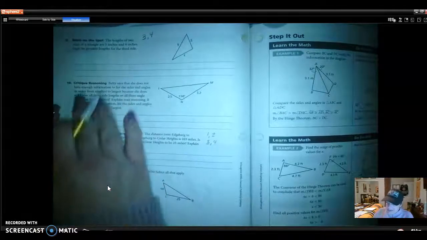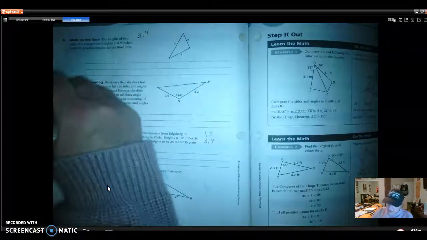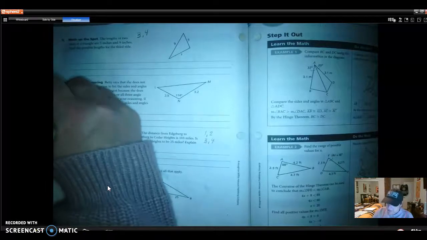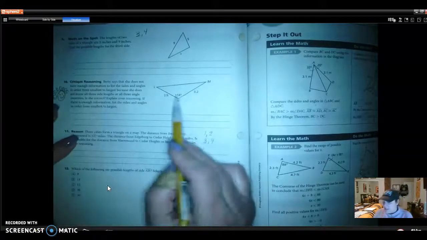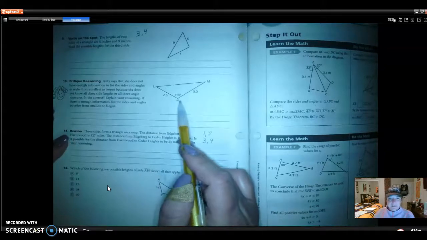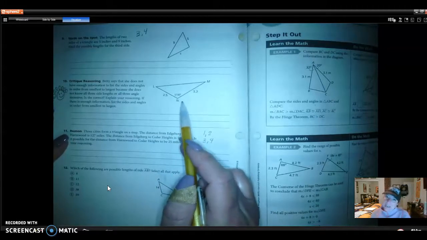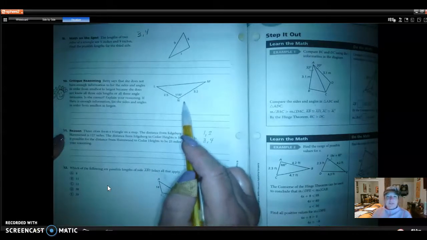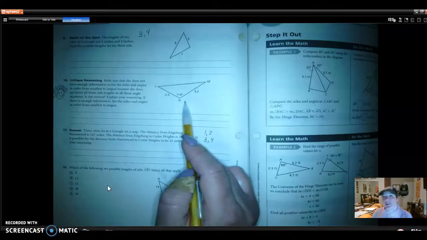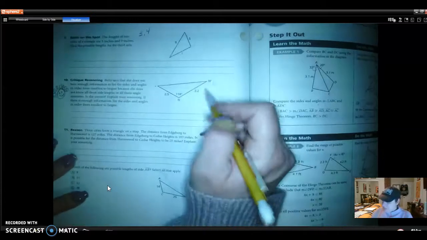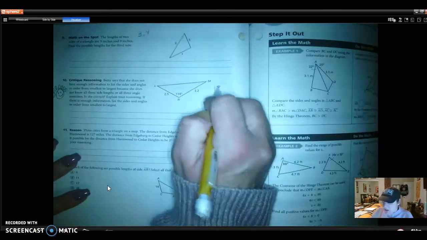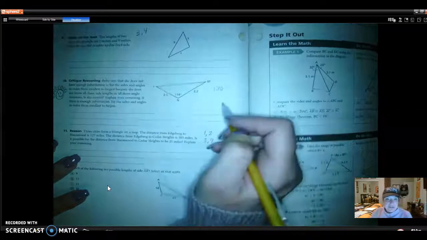So number 10, in a nutshell, we've got Betty, and I like to picture her as Betty White. Okay, so we've got Betty White, and she doesn't think there's enough information, basically, to put the sides and angles in order from smallest to largest. She doesn't think she has enough information, but in fact, she does. Okay, and here's how. Remember that there are 180 degrees inside of every triangle, right?